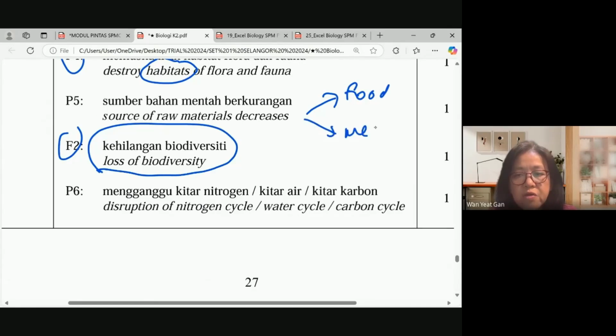Okay, so you're going to reduce or decrease the source of raw material. And the other aspect is, of course, disruption in all the cycles, nitrogen cycle, water cycle. The forest is a place where water catches, so it's a water catchment area. So when you disrupt the flow of water catchment area, the flow of rainwater, then the whole cycle will be disrupted.